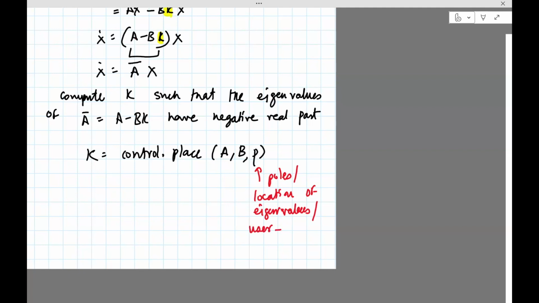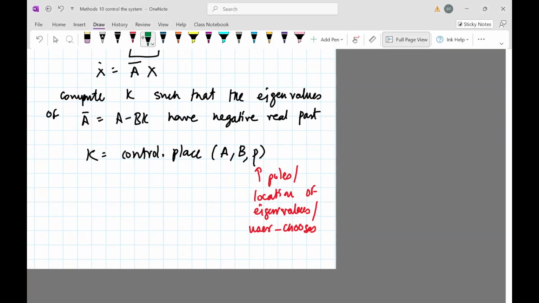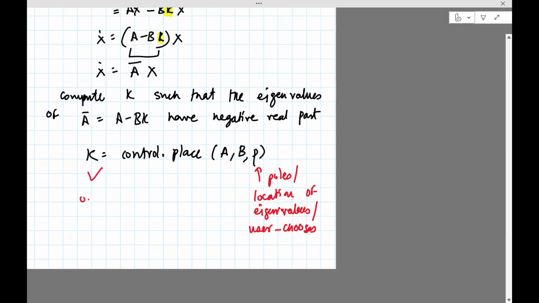This is something which the user chooses. So if you want to put it at minus 100, just do it. Just put p equals minus 100, four times. That'll do. What it does is it actually gives you K. So this is the output, right? And that K, when you implement it, will give you what you want. It'll place the poles. So that's the equivalent of root locus.